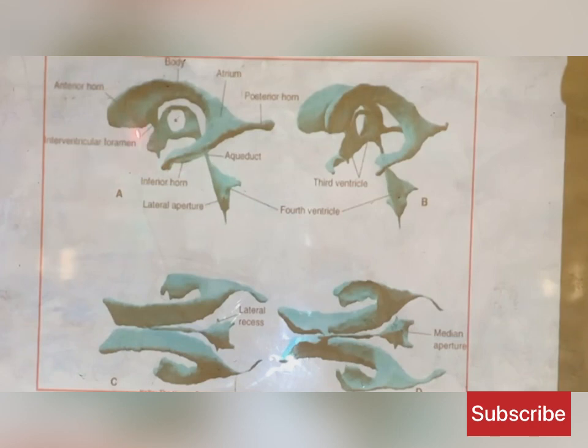We have 3 horns. The anterior horn, which is the extension of the lateral ventricle into the frontal lobe; the posterior horn, the extension into the occipital lobe; and then the inferior horn, the extension of the ventricle into the temporal lobe. Are you clear? Good. Now we've seen that.